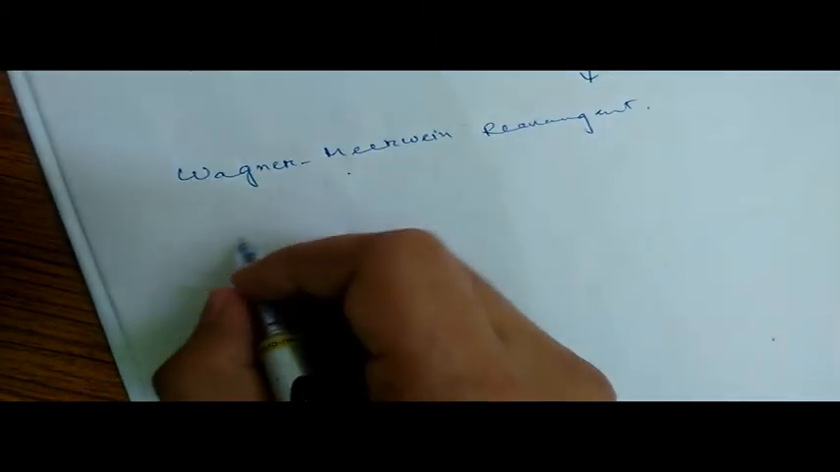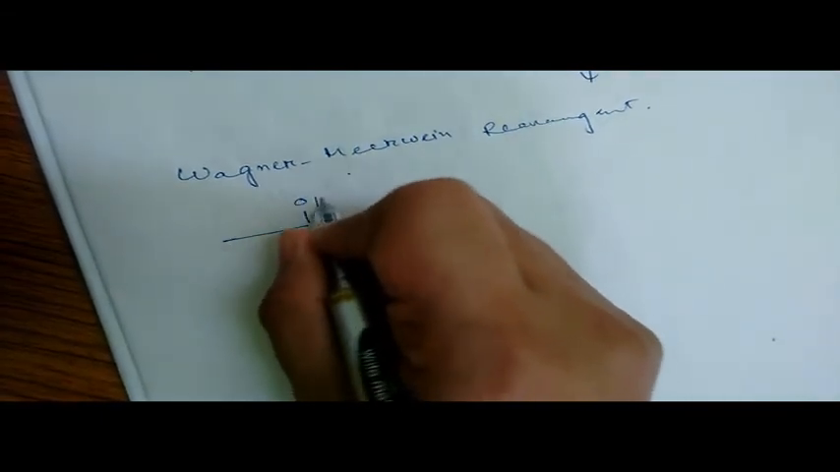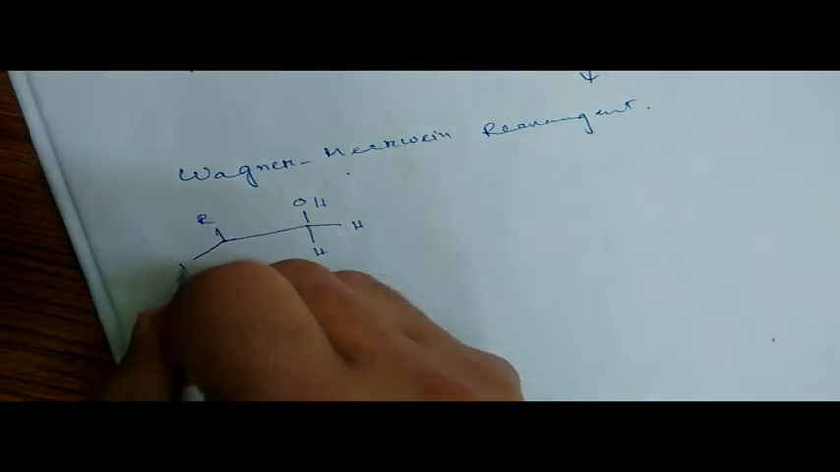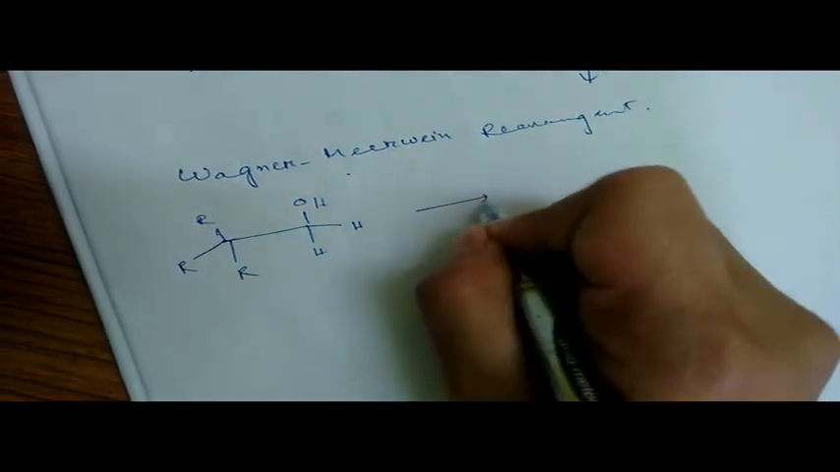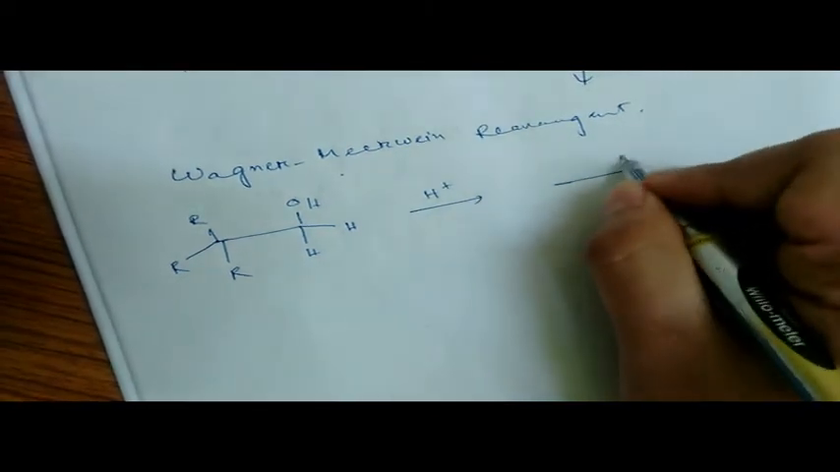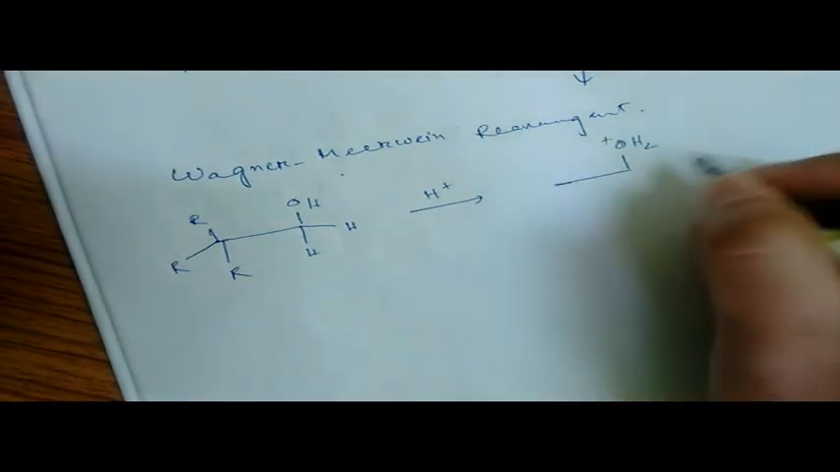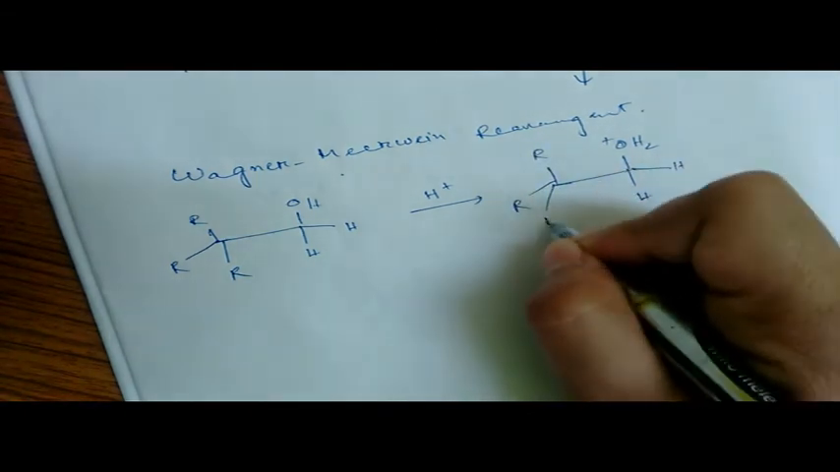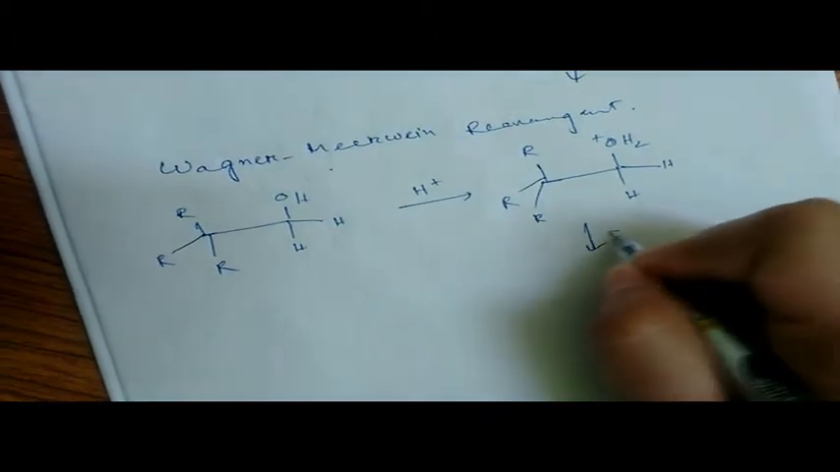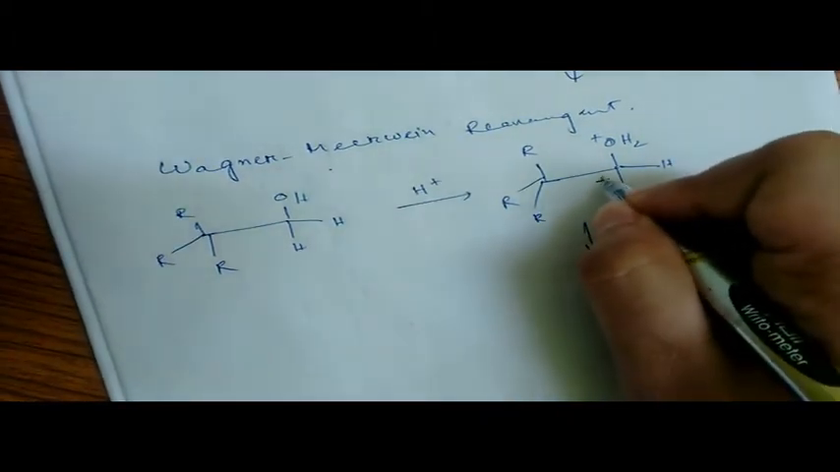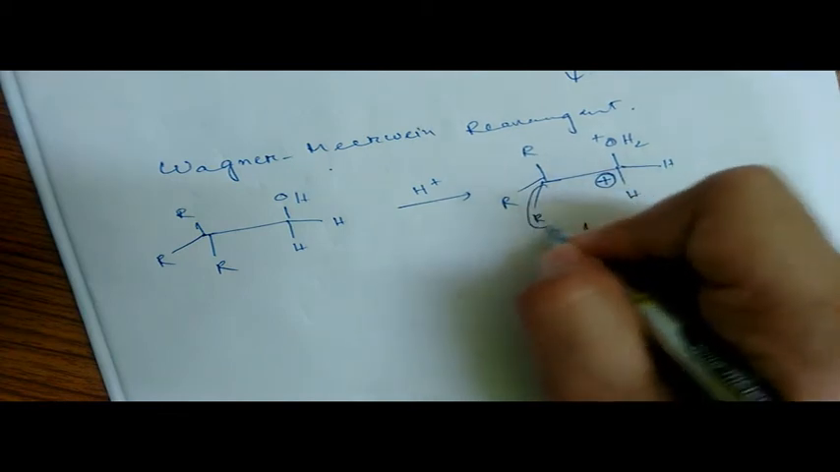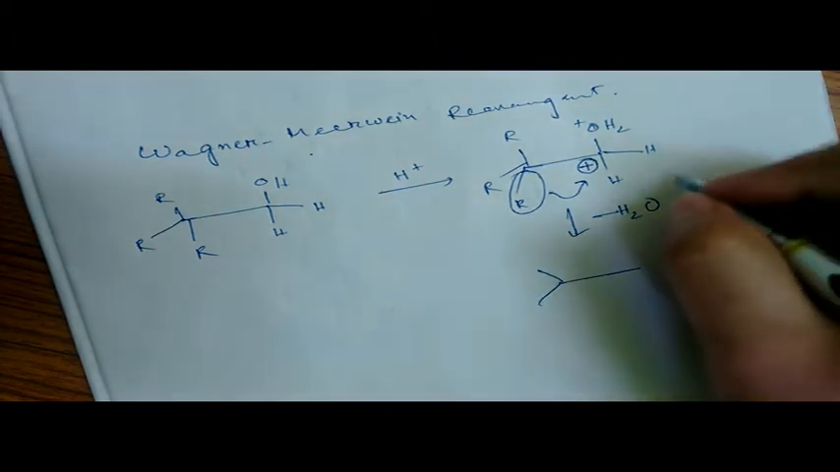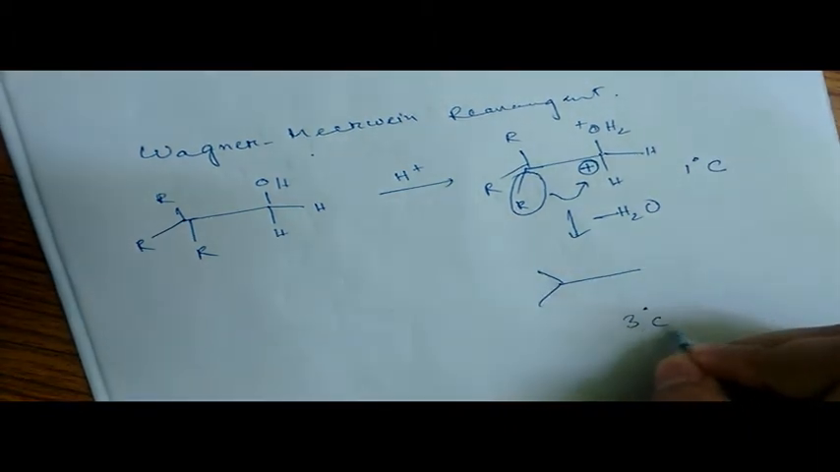Let's take a simple example. OH, H, H, R, R, R. If we protonate it, then we will get this OH2 positive. Here are two hydrogens, and R, R, R, which could be the same or different. After the elimination of H2O, a primary carbocation is generated in this position, and one of the methyl groups migrates to this position, giving us a 3 degree carbocation from a 1 degree carbocation.